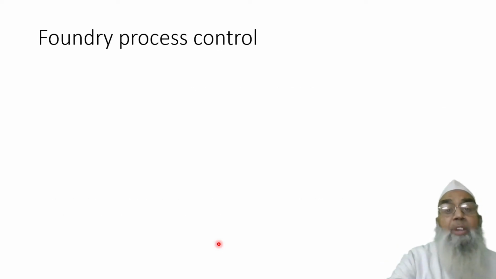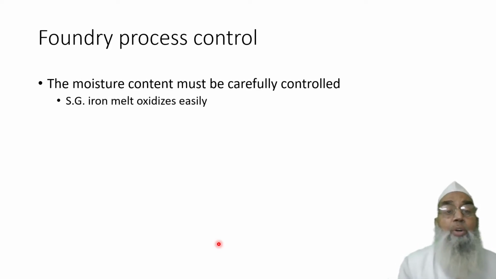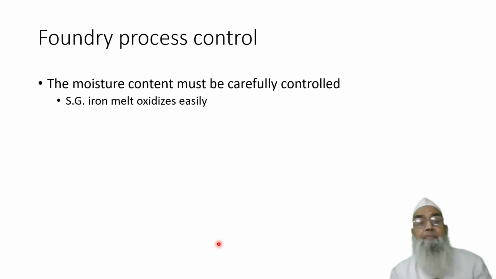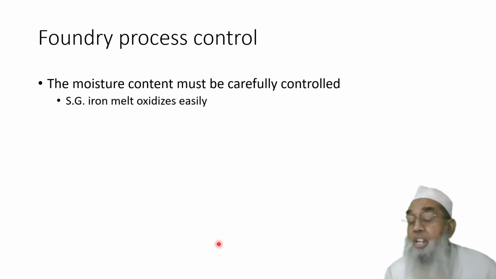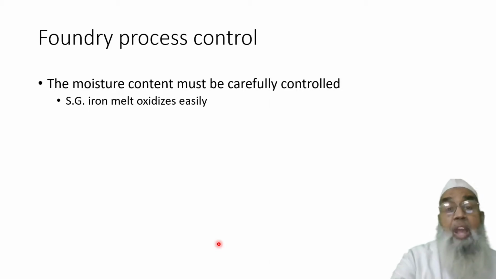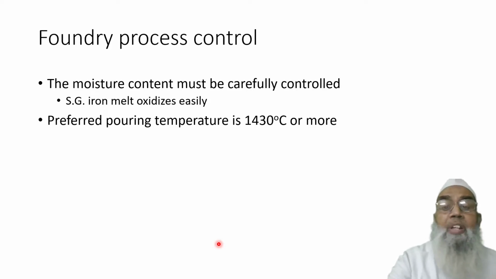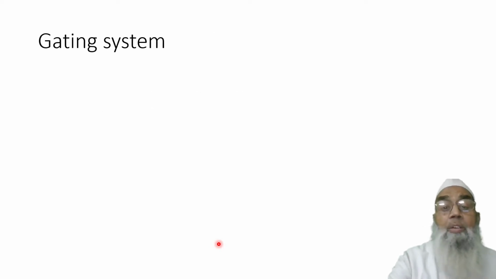Now, the moisture content in the foundry process must be carefully controlled because SG iron melt oxidizes easily, and therefore we have to control moisture content. Preferred pouring temperature is 1430 degrees centigrade, or even more.